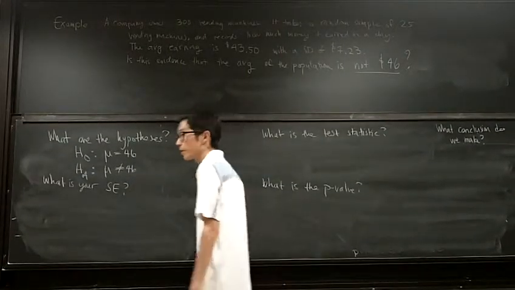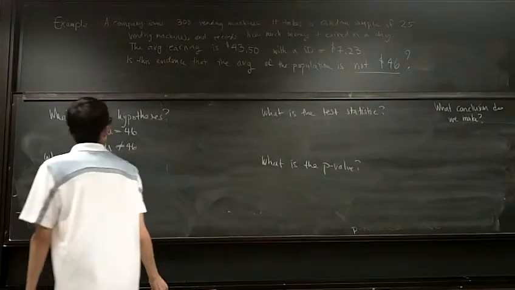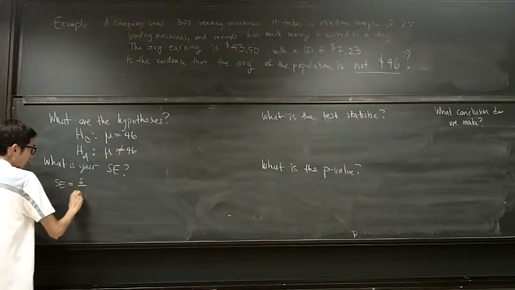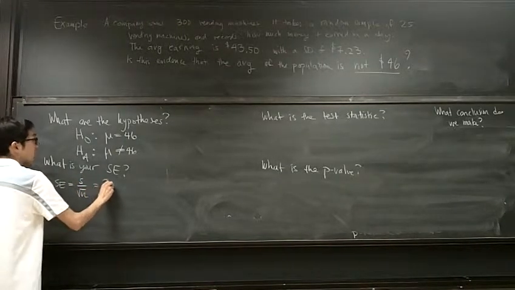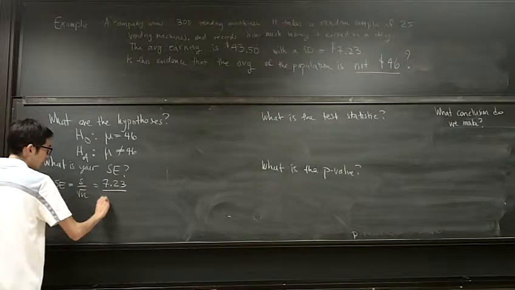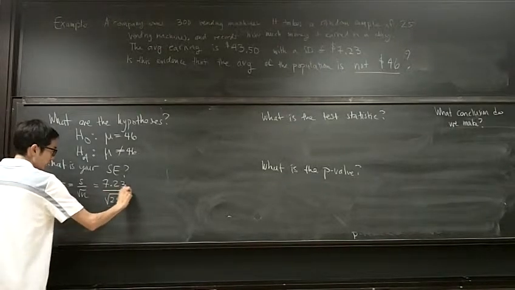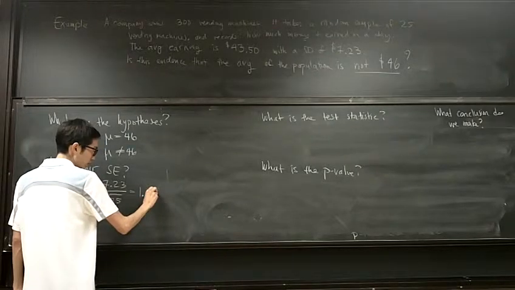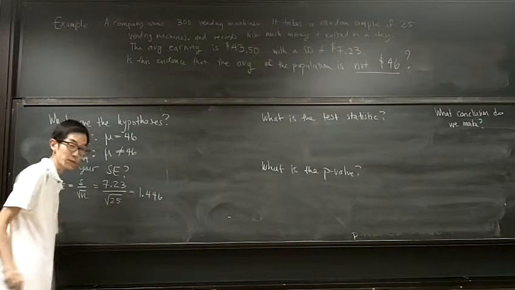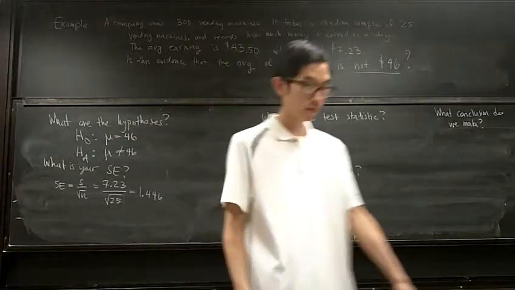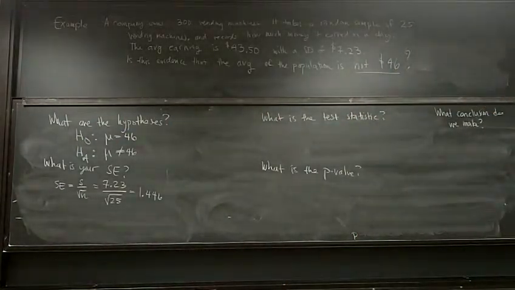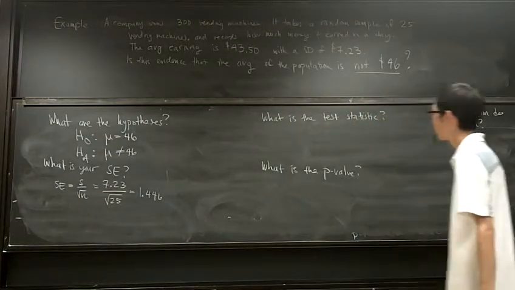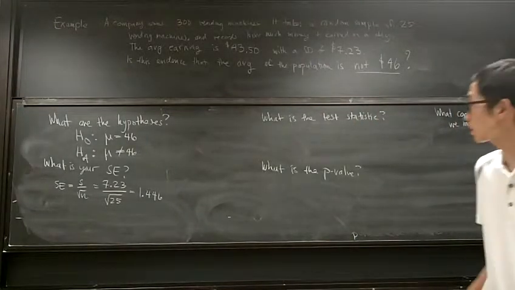What is my standard error? 1.44. Okay, my standard error is s over the square root of n, 7.23 divided by the square root of 25, and you guys told me that is what? 1.44. I just got 1.446, is that right? Let me just check. 7.23 divided by 5. Yeah, 1.446. Good.